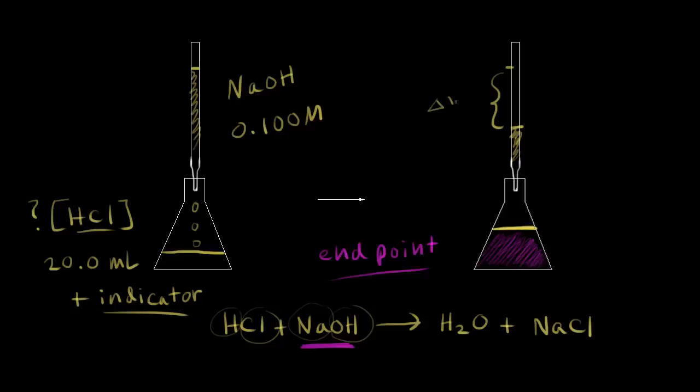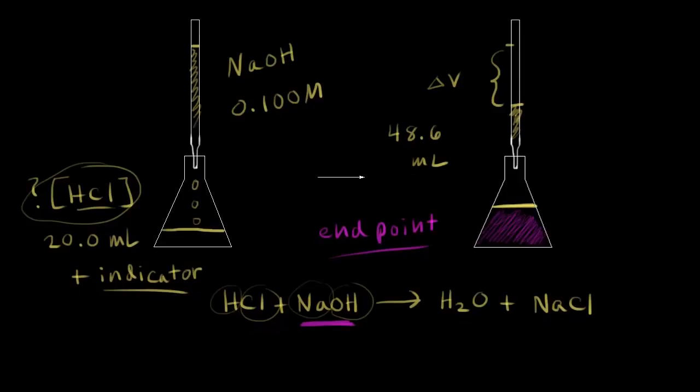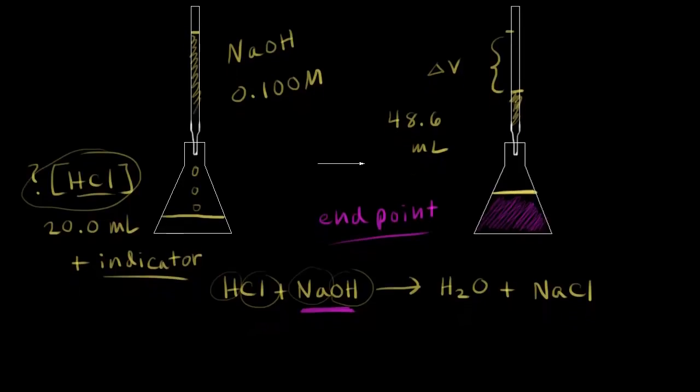Right, so we have a change in volume here. And let's say that it's 48.6 milliliters. So it took 48.6 milliliters of our base to completely neutralize the acid that we had present. And so we can now calculate the concentration of the HCl. All right, so let's go ahead and do that. And let's start with the concentration of sodium hydroxide.